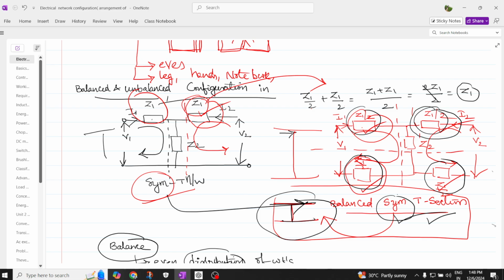We'll continue with the pi section, balanced pi symmetrical in the upcoming session, and the L section.